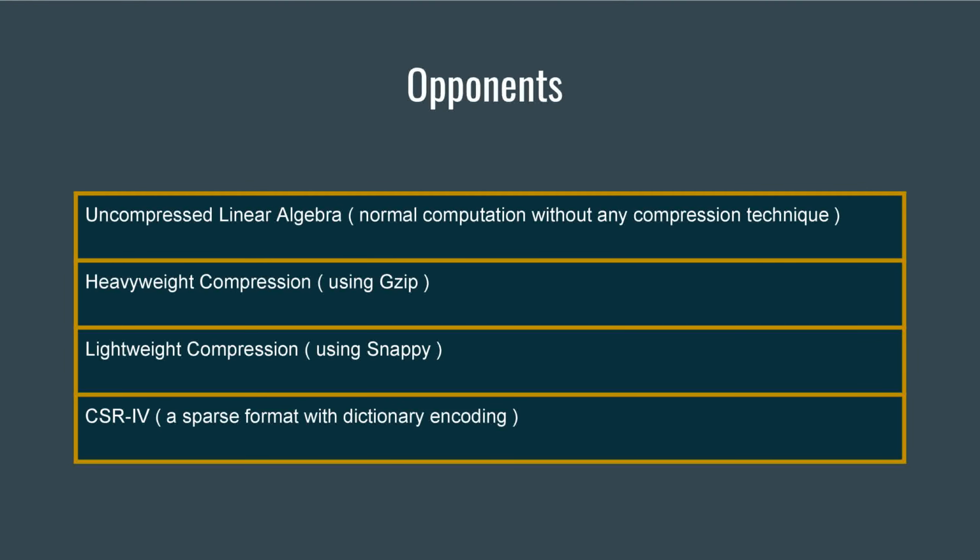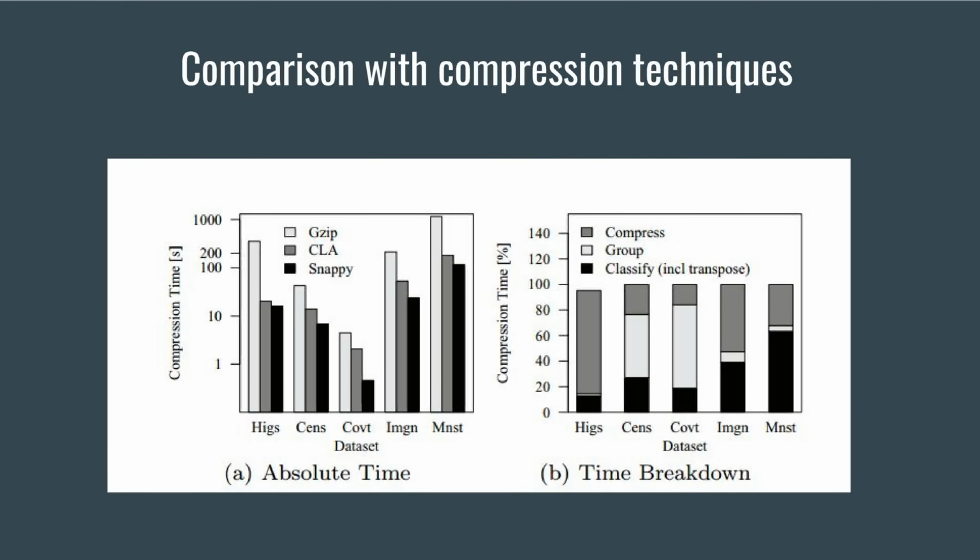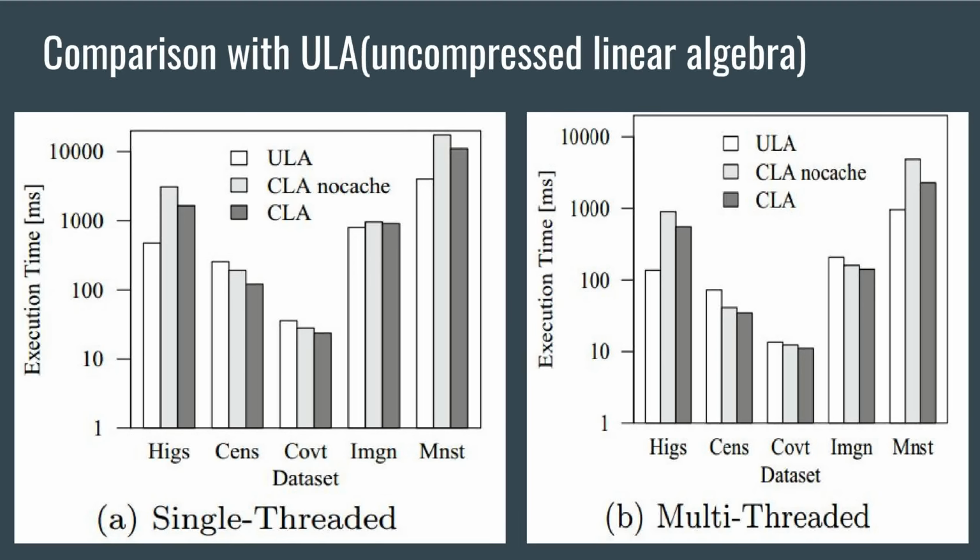The results were compared against uncompressed linear algebra, heavyweight compression using gzip, lightweight compression using Snappy, and another lossless compression technique using dictionary encoding called CSR. These are the compression times in seconds that each compression technique took on the datasets. The following results for execution time were obtained from computation of matrix vector multiplication.